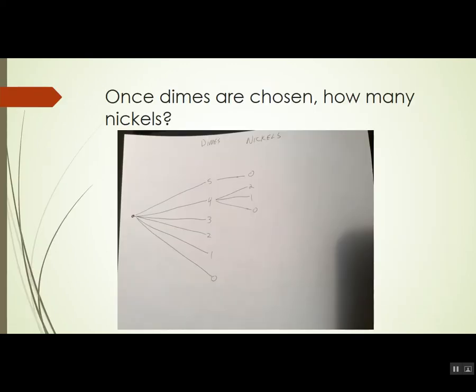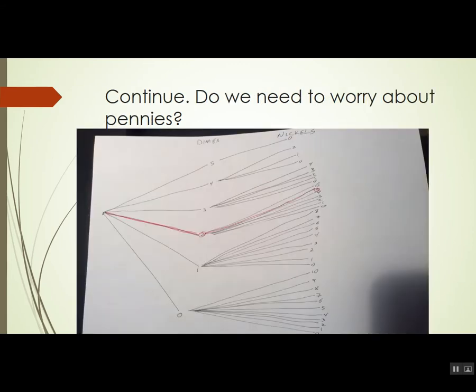Then, for each one of those branches, ask how many nickels you can use. Well, if you've got 5 dimes, you've already got your 50 cents, so you're going to use 0 nickels. If you have 4 dimes, that's 40 cents. You need 10 cents more, so you could use 2 nickels, 1 nickel, or 0 nickels. And if you proceed in this way, you get this lovely little mess.